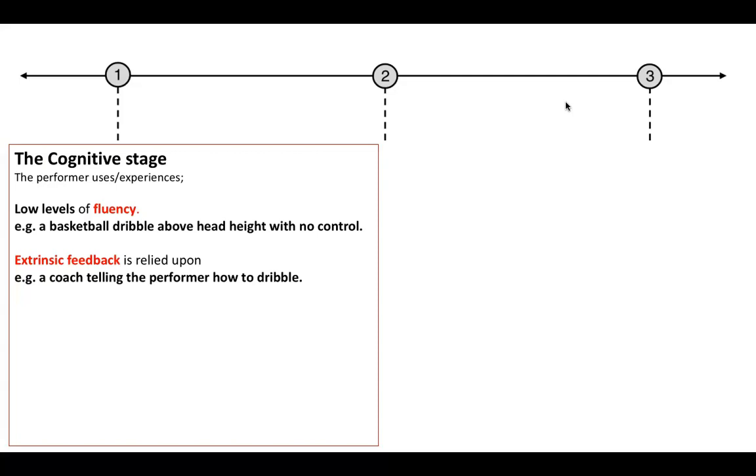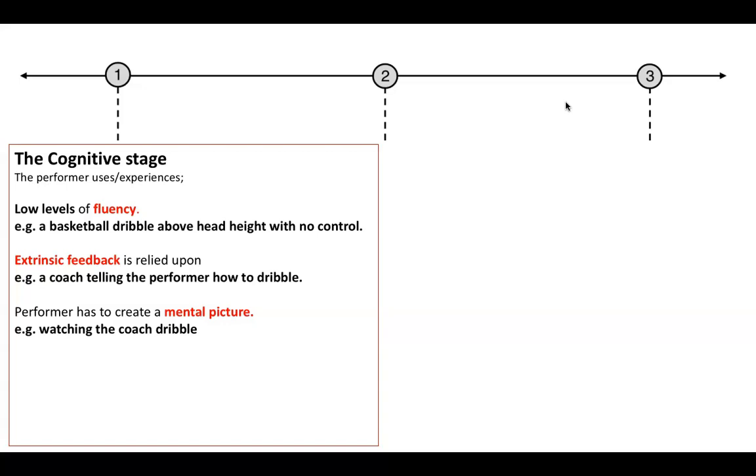So we know about the cognitive stage of learning as the first stage of learning when we first pick up a new skill. We know the characteristics are low levels of fluency and extrinsic feedback being relied upon. We also need to know that a characteristic of the cognitive stage of learning is the performer has to create a mental picture of the skill that they're doing. For example, watching the coach dribble.